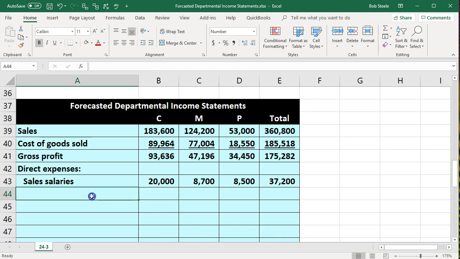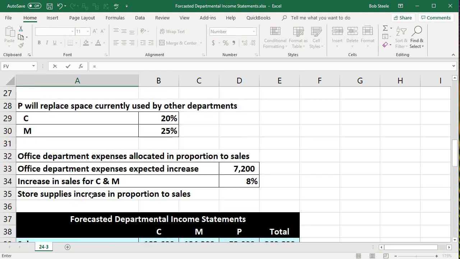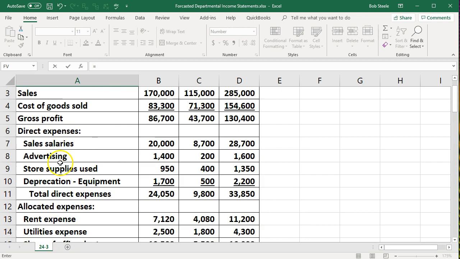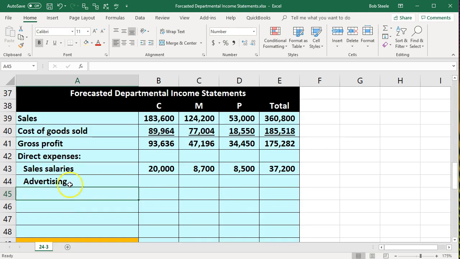So the next item is advertising. So I'm going to say equals, scroll back up. We're picking up the advertising now, and enter. And again, we're going to say there's no change on the advertising budget.